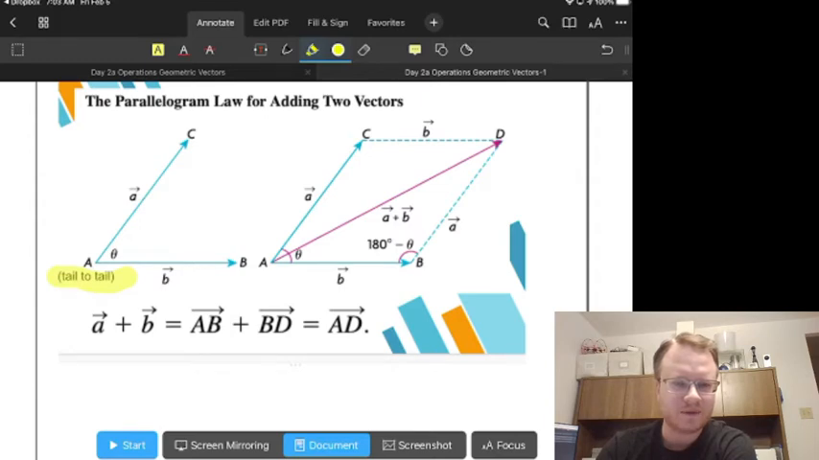We know quite a bit of information already. We know this is theta. We know from our sketch this is going to be our resultant vector, and we can figure out our missing angle here from just 180 minus theta. And so we can see that vector A plus vector B is equal to the vector AB plus the vector BD. So basically, it's the triangle method again. And the resultant is the one that starts at the start and ends at the end, and that's vector AD.